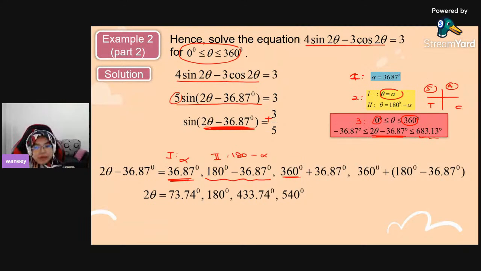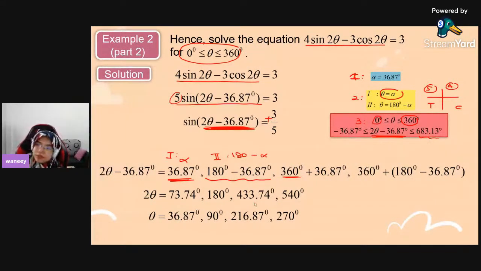That means 2 theta will become 73.74, 180, 433.74, or 540. Make sure you have theta as the subject. So theta will become 36.87, 90 degrees, 216.87, or 270. Again, I repeat, how to solve the linear trigonometric equation?